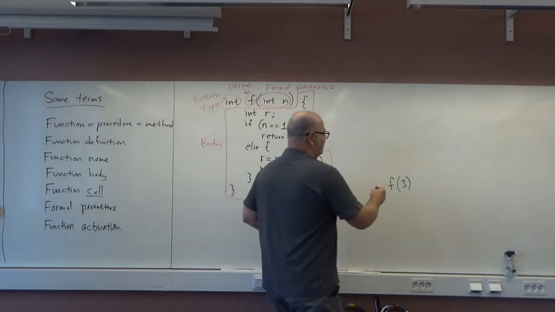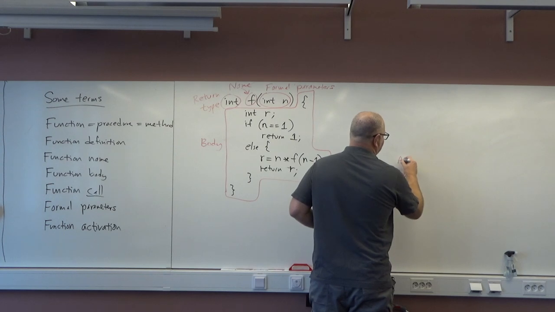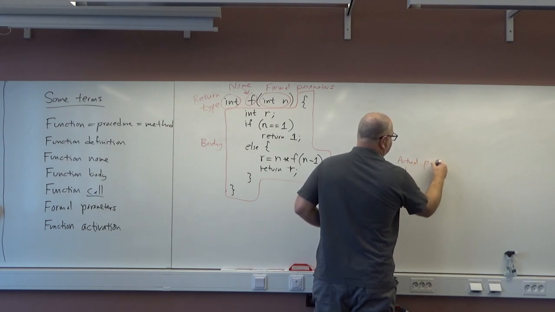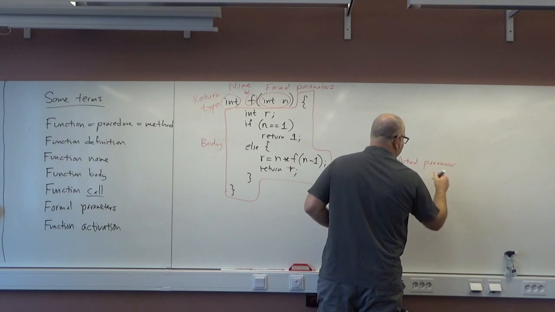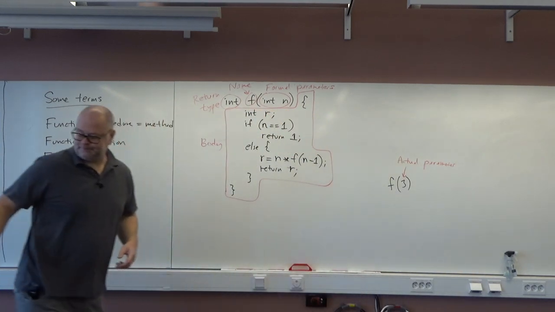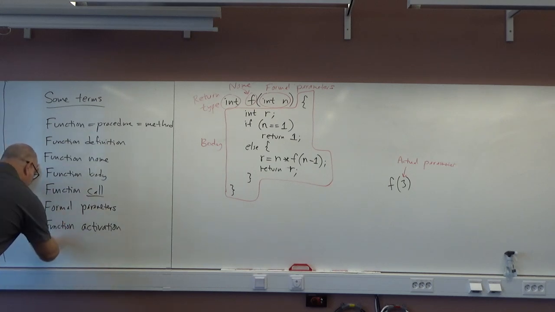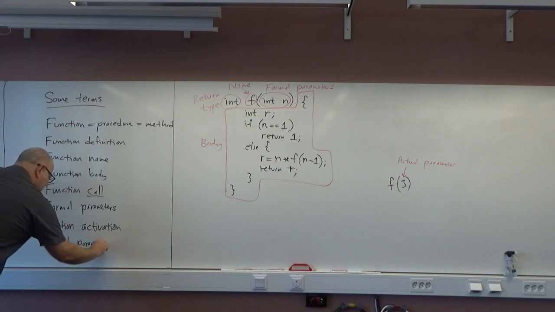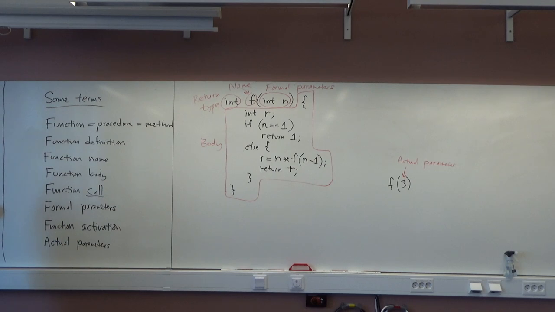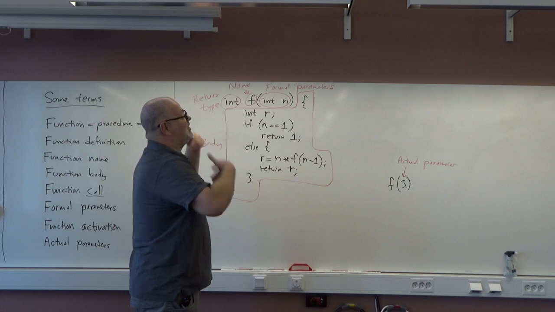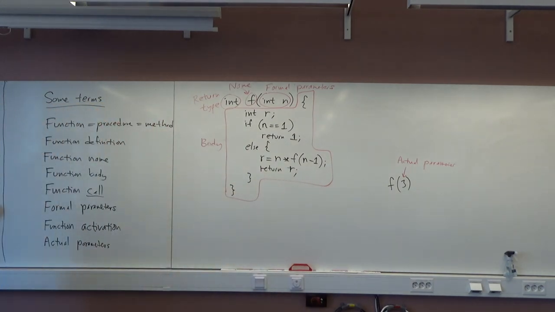This is the actual parameter, actual argument. So you have formal parameters and actual parameters, or actual arguments, or arguments. The formal parameters is what you write here, and the actual parameters is what you actually send to the function when you call it.